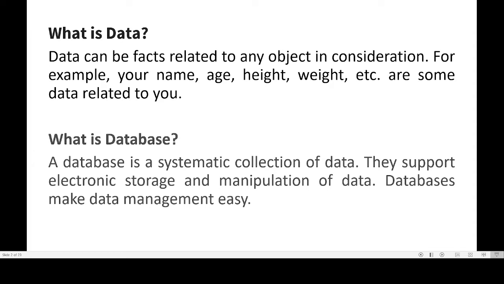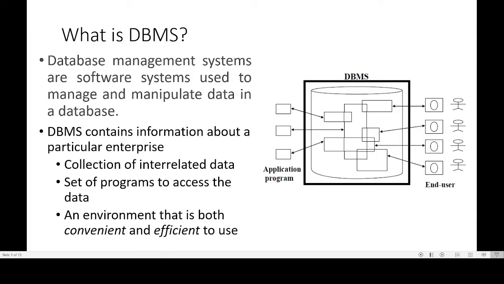So what is meant by database? Database is a systematic collection of data. So they support electronic storage and manipulation of data. So this database makes the data management easy. So now we can define what is meant by database management system, or in short we call it DBMS. Database management systems are software systems used to manage and manipulate data in a database. So it consists of information about a particular enterprise or organization.